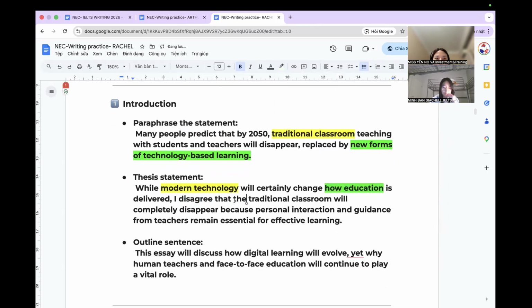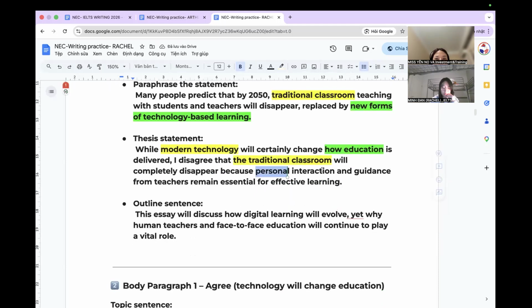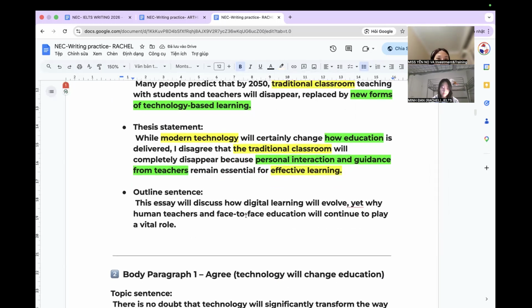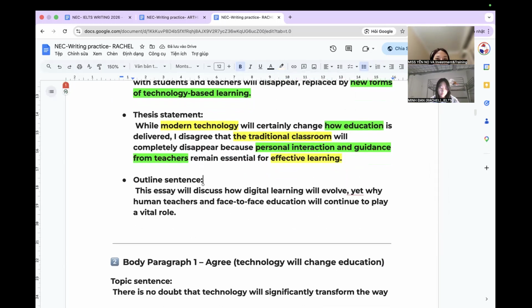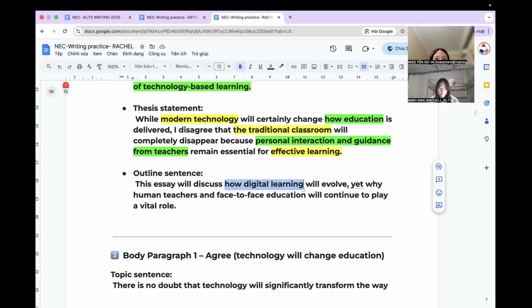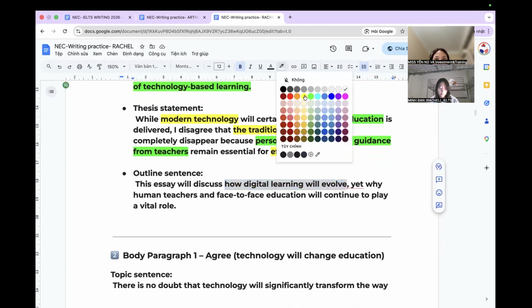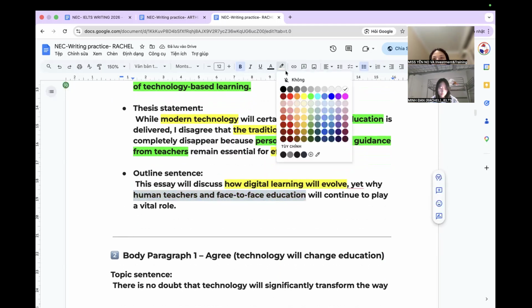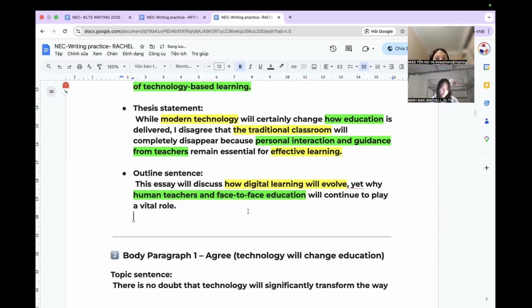But traditional classroom cannot completely disappear in the future. And I mentioned here, interaction and guidance from teacher can play a vital role for effective learning. Okay. So I will share with you how digital learning will evolve here, and why human teacher and face-to-face education can continue in the future.